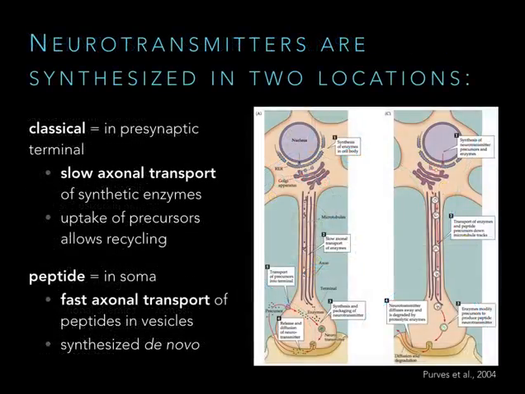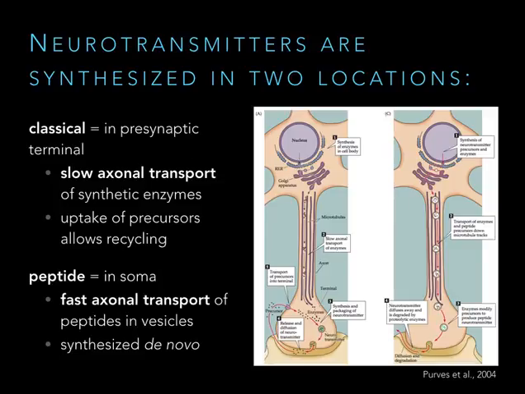Okay. So we're going to have to synthesize our neurotransmitters. That's the first step. You got to make them if you're going to release them. And we're going to do this in 2 different areas depending on the type of neurotransmitter. Your classical neurotransmitters are going to be synthesized at the synapse.